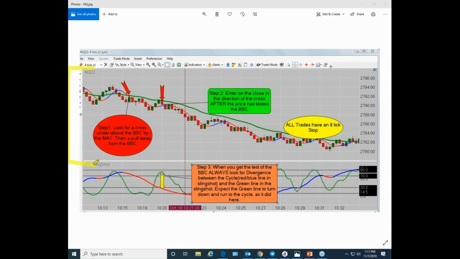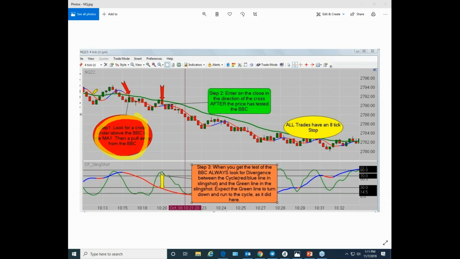So now we're going to cut up the top portion of the chart. Some buzzwords here. The red and blue line is referred to as the MA1. Nothing fancy about it, it's just called the MA1. The green line is referred to as the BBC, which is short for bullish and bearish cross. Together, that leads us into step number 1.